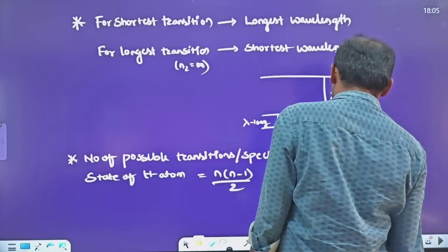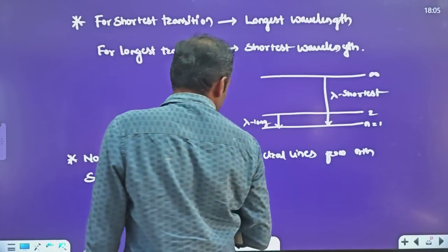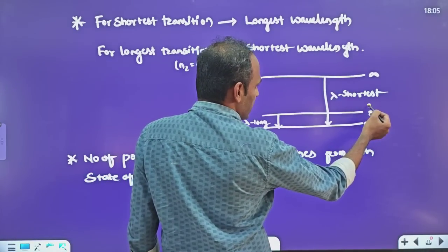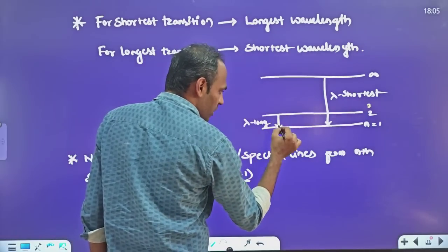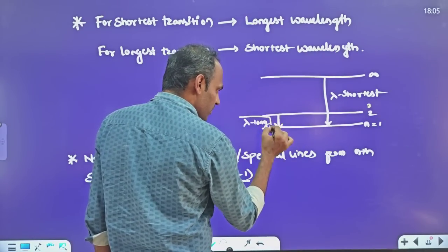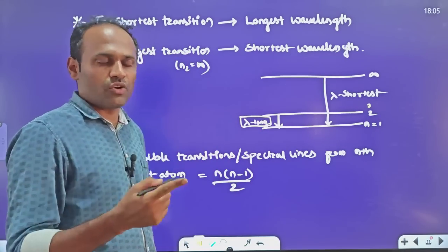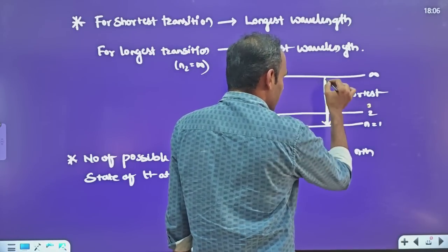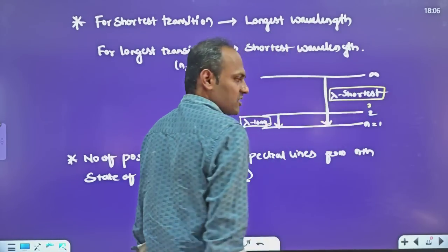Okay. Next, what is the shortest transition? Now see, take the ground state as 1, and excited states 2, 3, and so on up to infinity. Shortest transition means 2 to 1. This is the shortest transition. If transition is shortest, then wavelength will be longest. If transition is longest, infinity to 1 transition, then wavelength will be shortest. Correct.